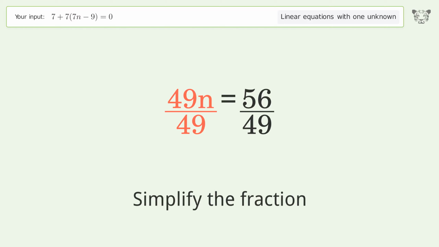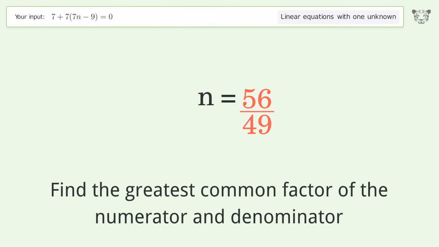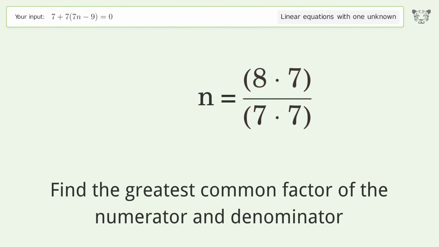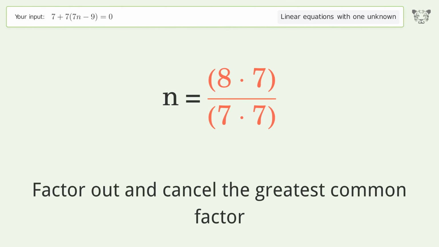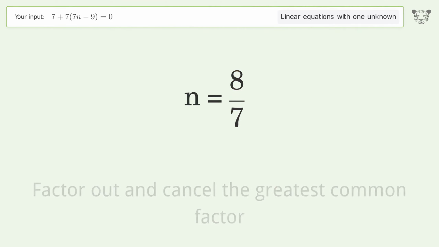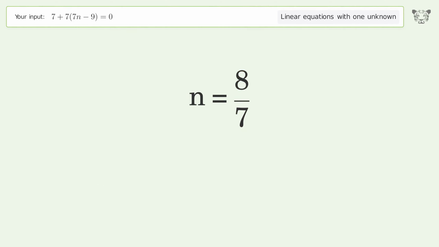Simplify the fraction. Find the greatest common factor of the numerator and denominator. Factor out and cancel the greatest common factor. And so the final result is n equals 8/7.